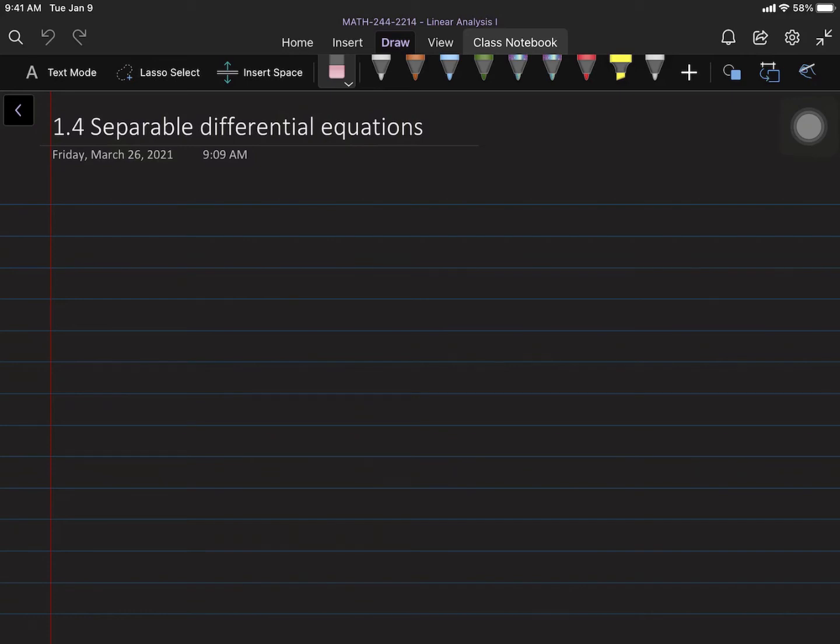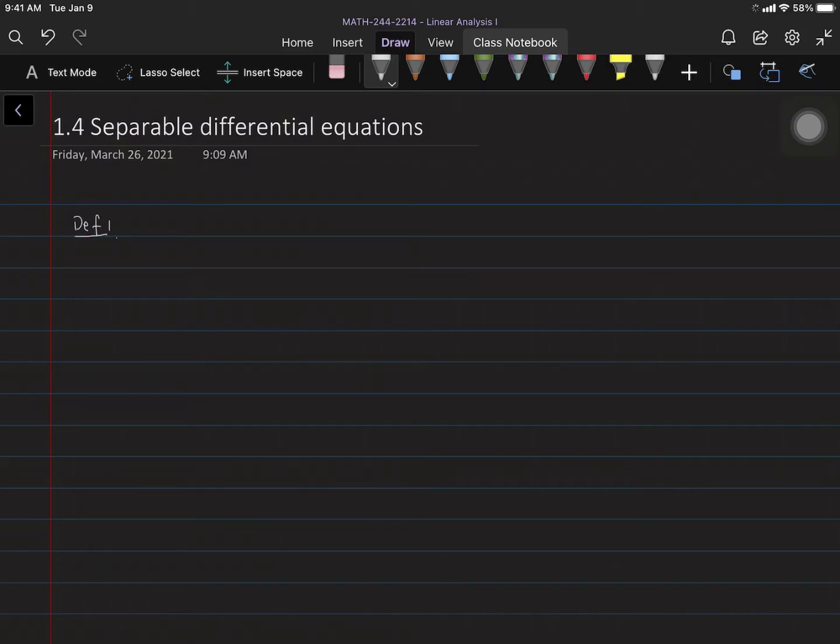Hello everyone. In this section, we are going to solve some special differential equations. They're called separable differential equations. Firstly, I'm going to give you the definition and let you know what a separable differential equation looks like. So definition 1, let's take a look.